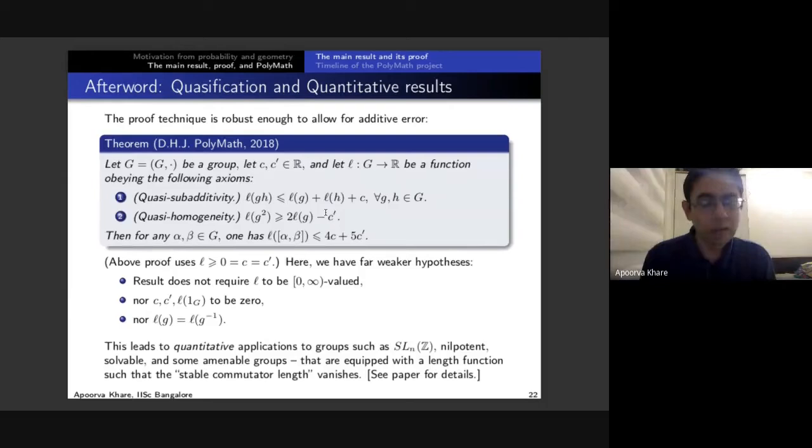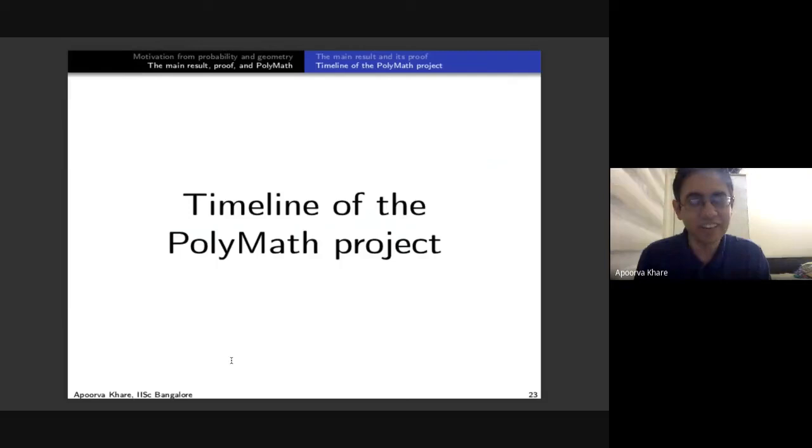So that leads actually to some quantitative applications in geometry involving something called a stable commutator length. And I will refer you to the paper for details because I'm not an expert.